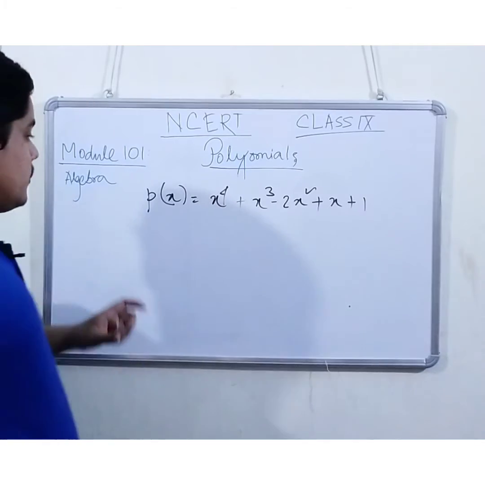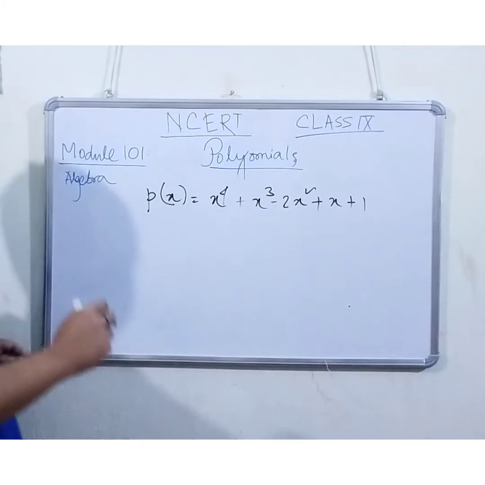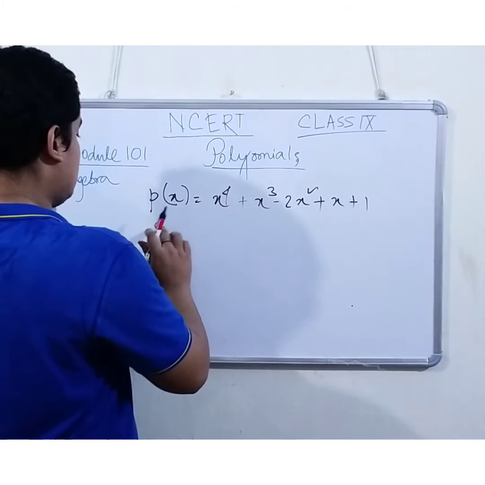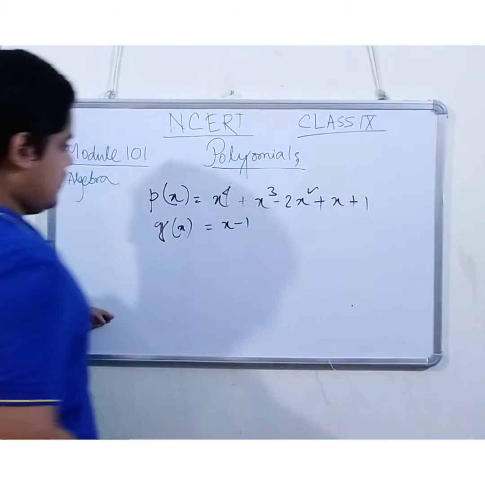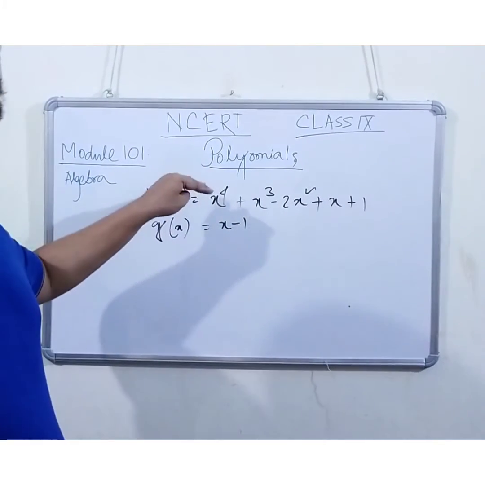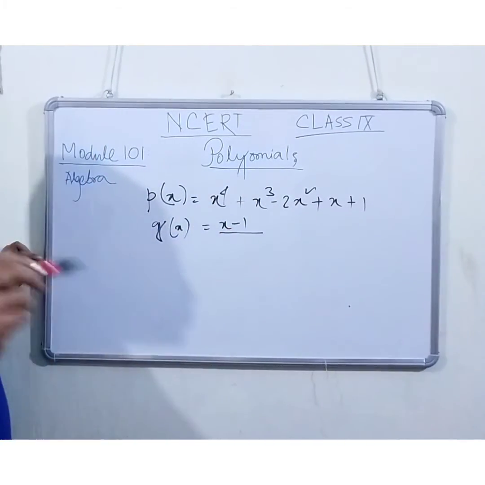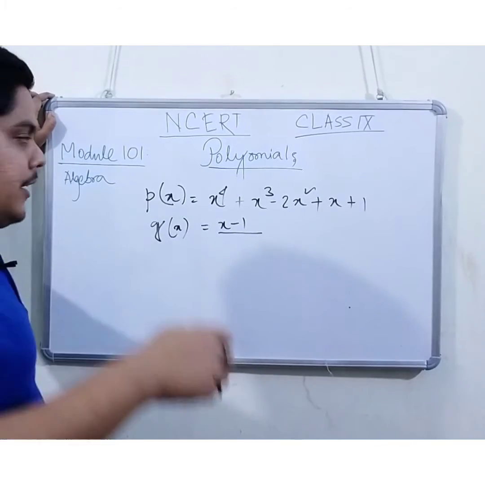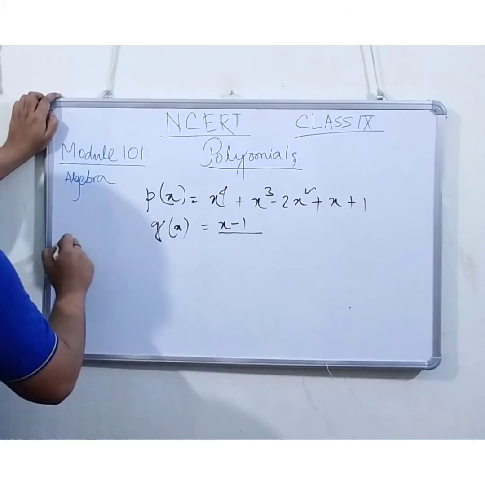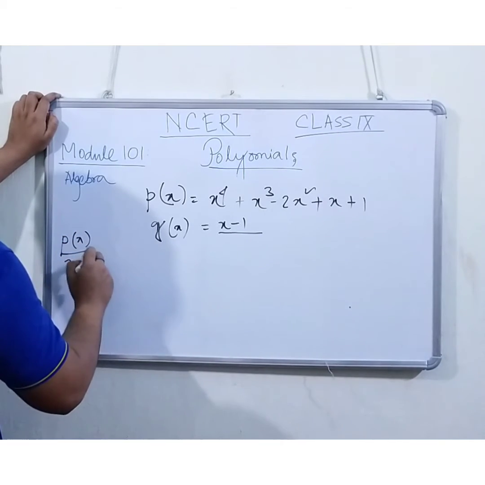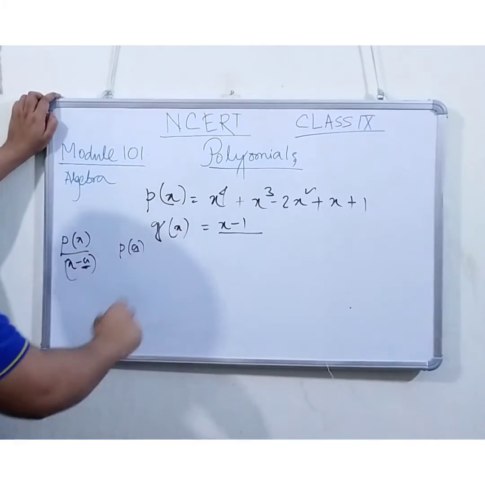So here we have a problem. A polynomial is given. We have to find the remainder of this polynomial when it is divided by x minus 1. I repeat, we have a polynomial and we have to find the remainder of it when it is divided by x minus 1. How to do it? As stated before by the remainder theorem, if p(x) is divided by x minus a, the remainder will be p(a).